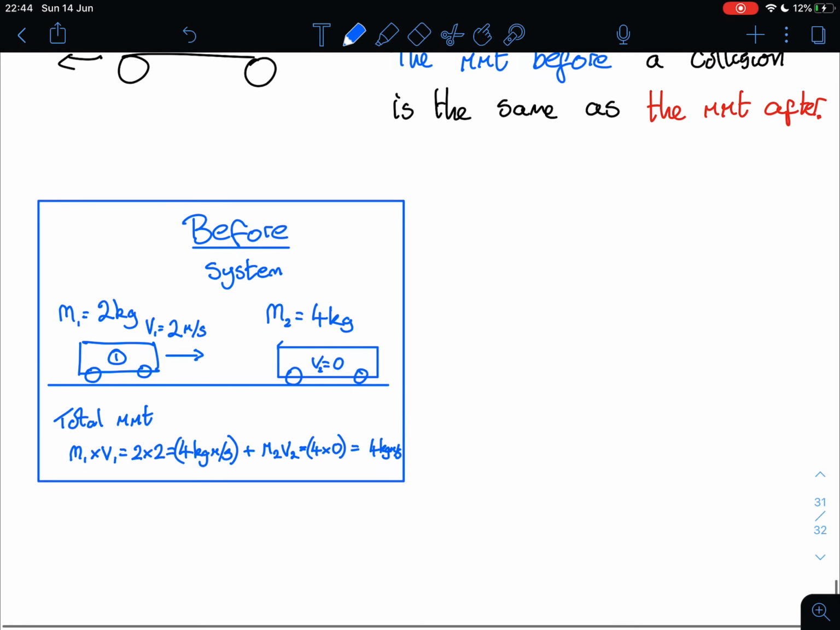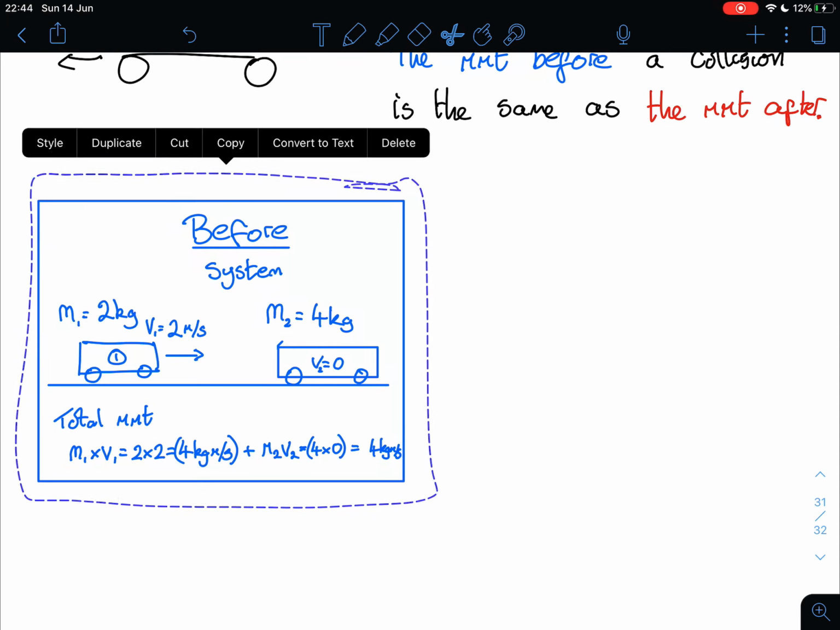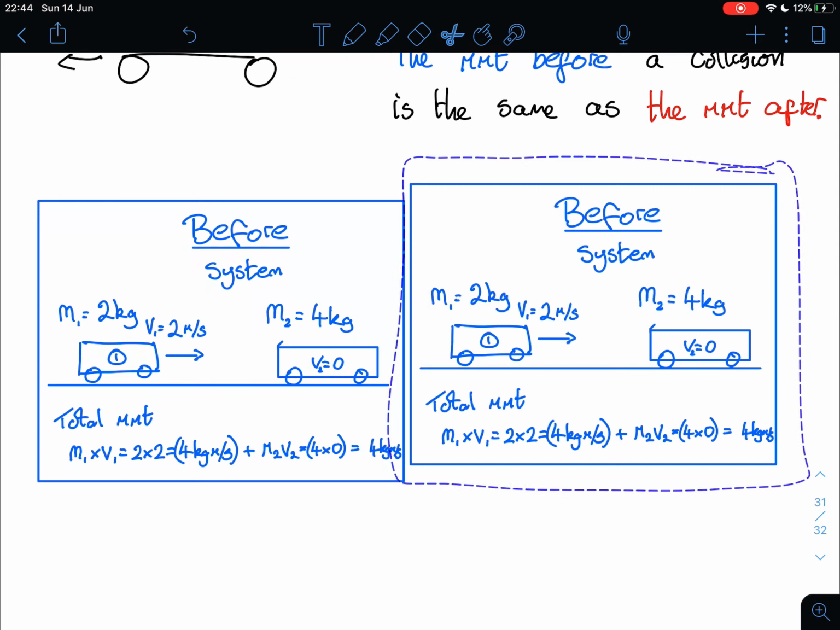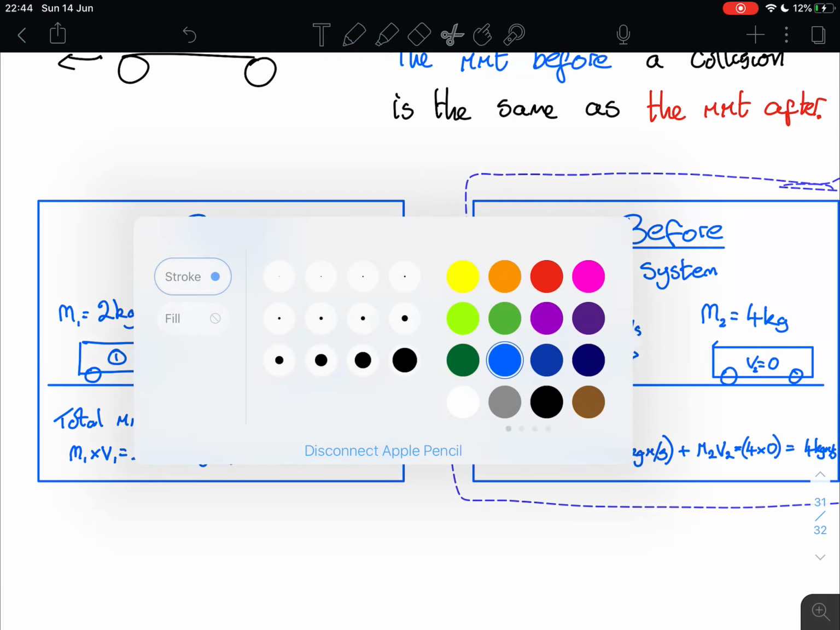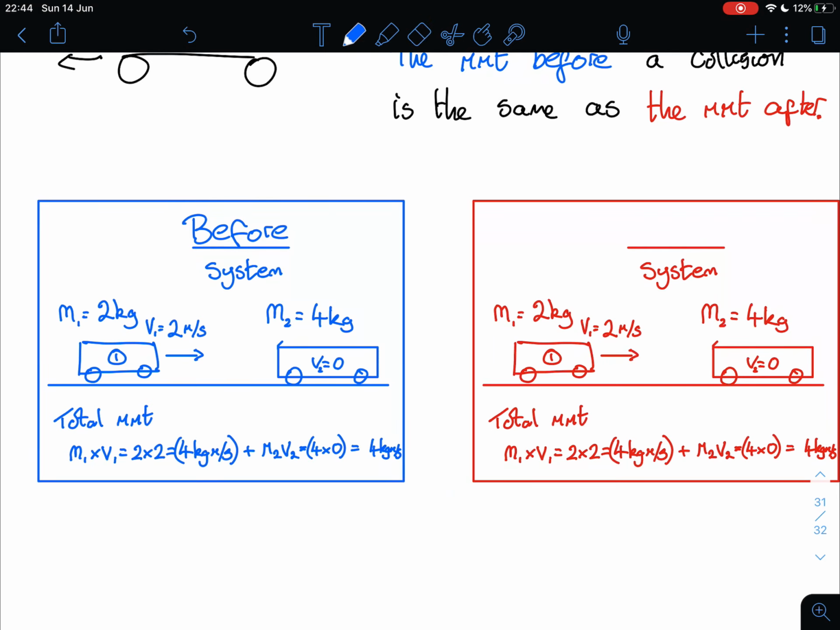Remember, a system is just all the energy, matter, momentum inside a space where you're calculating something out. Now, let's take that system. There's a collision, so I'm going to copy it. I'm going to paste it. But now I'm going to make some changes. Red, after. So after the collision.